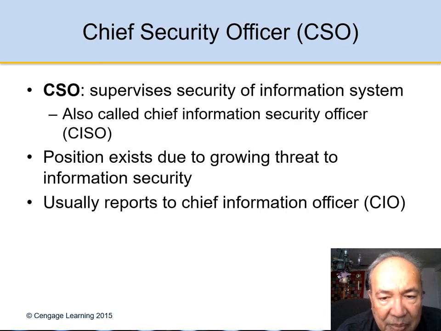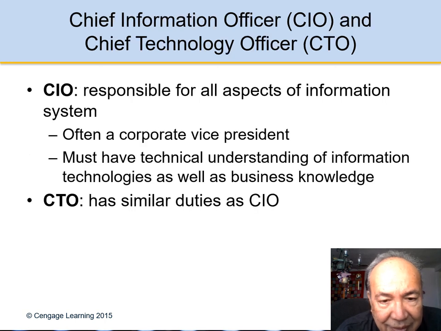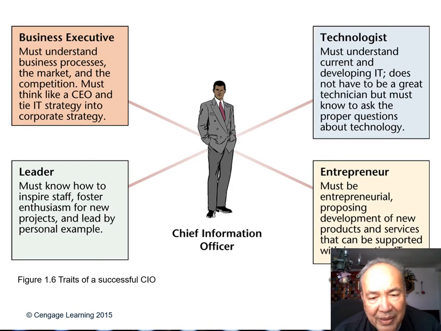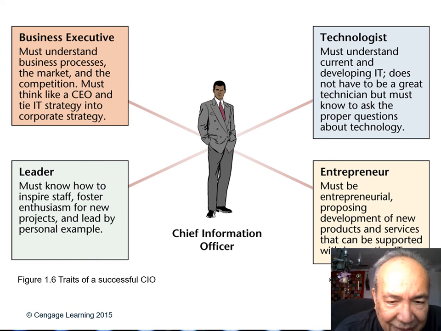The chief security officer is the officer keeping this information secured, especially social security numbers and all this information about you. So it has to be protected. So CIO and CTO are the Chief Information Officer and Chief Technology Officer. Here is the Chief Information Officer. Hey, nice tie.